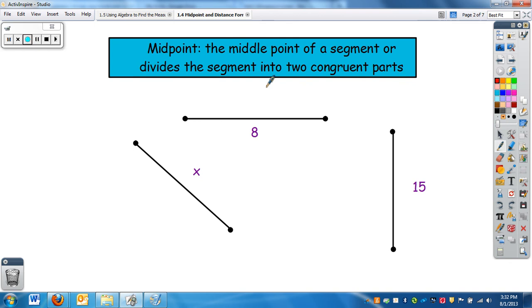So remember a midpoint. The midpoint is the middle of a segment, or divides the segment into two congruent parts. So if I would put the midpoint on this segment, that means this part is the same length as this part, so we use our tick marks. So this is 4, and that is 4. Here I have x. So if I want to find the length here, I divide x by 2, so that's x over 2. And then this is also x divided by 2. On this segment, if I find the midpoint, my whole segment is 15, 7.5, 7.5. So midpoint is middle.